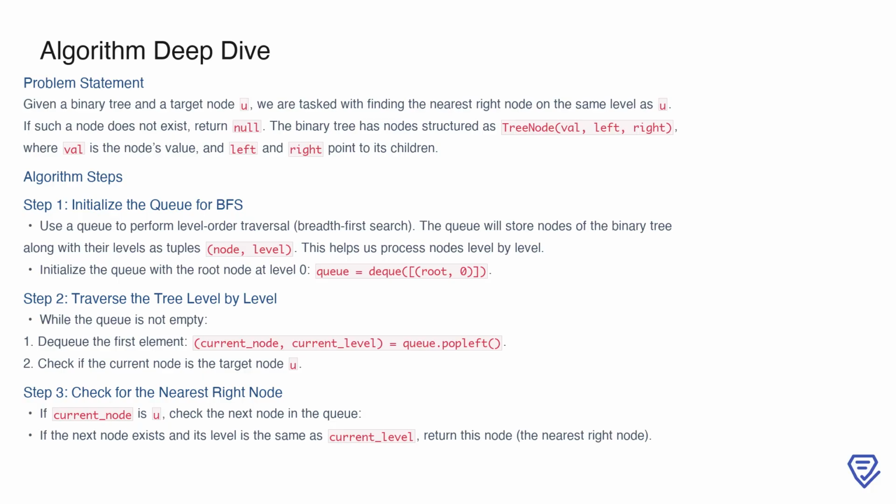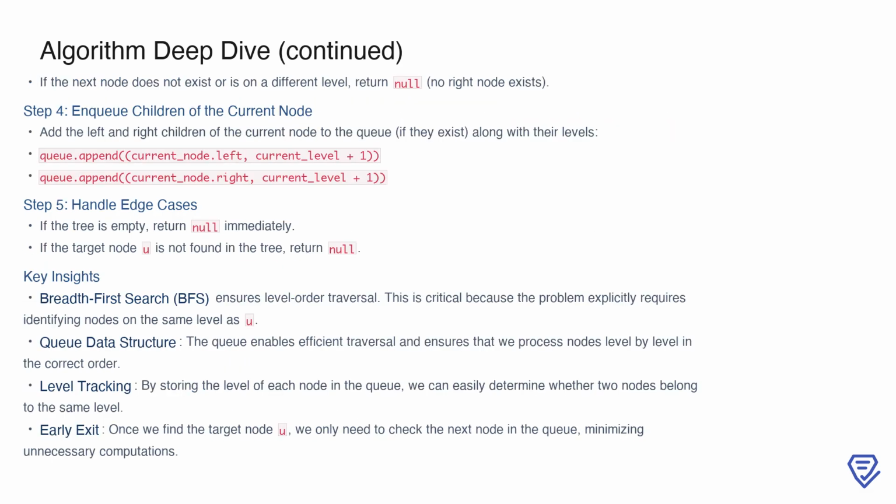We begin by enqueuing the root node at level 0. From there, we process the tree one level at a time. At each step, we dequeue a node from the front of the queue and check if it matches the target node U. If it does, we then look at the next node in the queue to determine if it is on the same level, as this would make it the nearest right node to U. If the node immediately following the target node in the queue exists and is on the same level, we return it as the nearest right node.